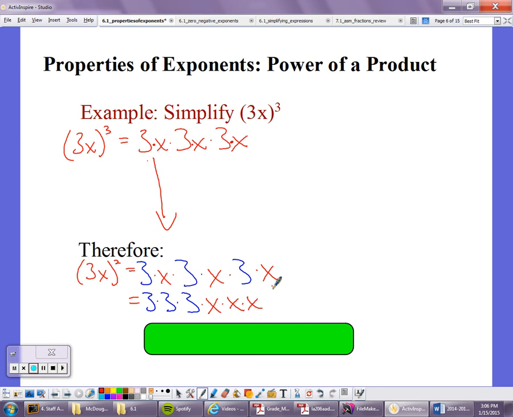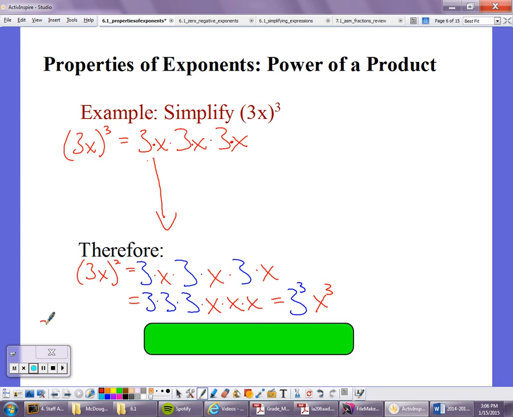All right, well, what do we have here now? Okay, well, we got 3 times 3 times 3. What is that? That's 3 times itself 3 times, or 3 to the third power. And then we've got x times x times x. What is that? Well, it's x times itself 3 times, which is x to the third power. Oh, look at that.